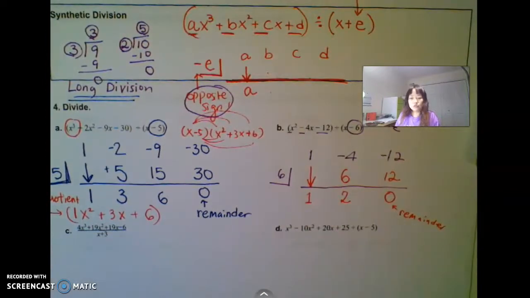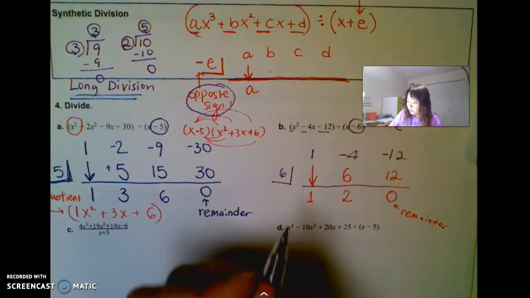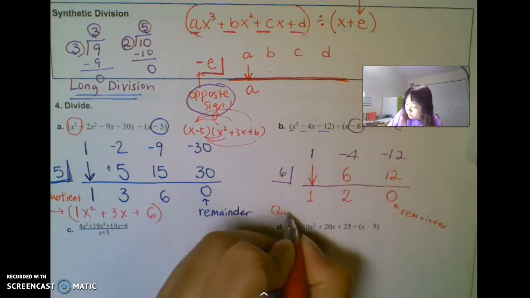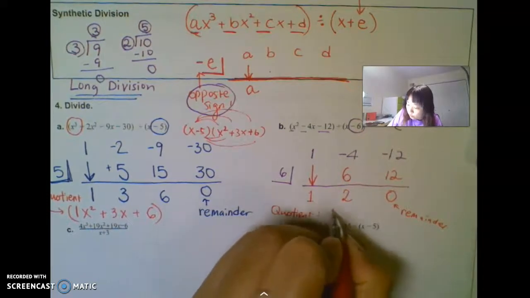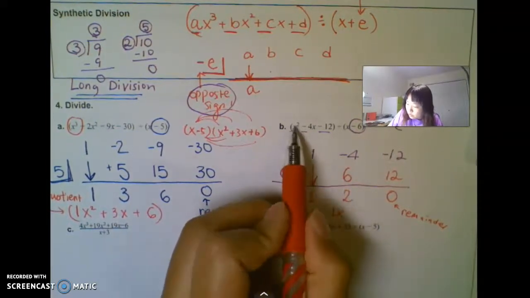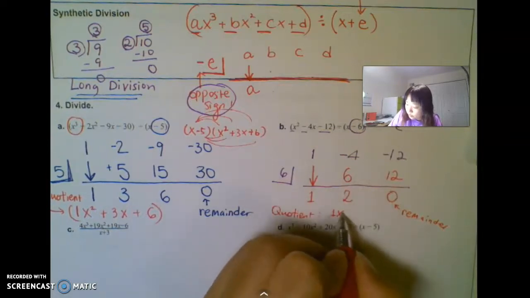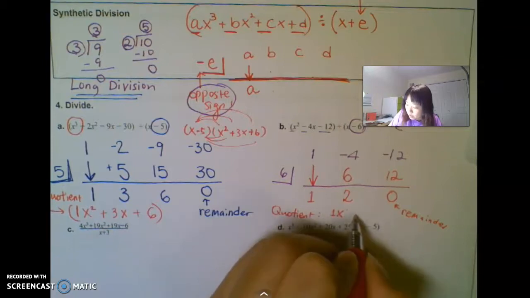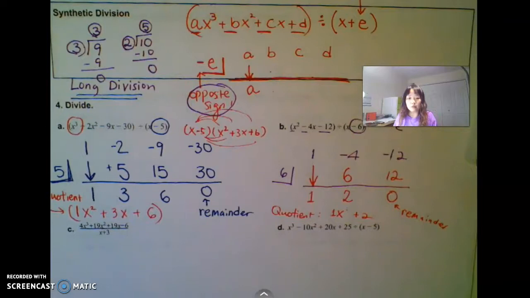Woohoo! It's a good thing when you don't have a remainder, right? Everything works out. So the quotient is 1x. Do you see how it is squared? It's always 1 less than that. So it'd be 1x to the first power, which we don't have to write, because 1 is like invisible, and then plus 2. So that is what we get when you divide those 2 things.